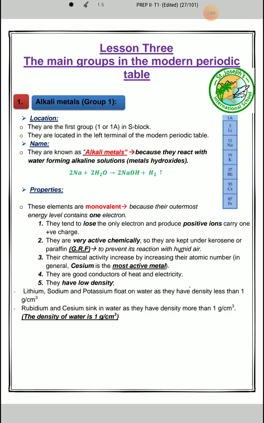النهاردة إن شاء الله هنكمل الكوريكولم بتاعنا والمنهج بتاعنا. هنتكلم على lesson 3 the main groups in the modern periodic table.